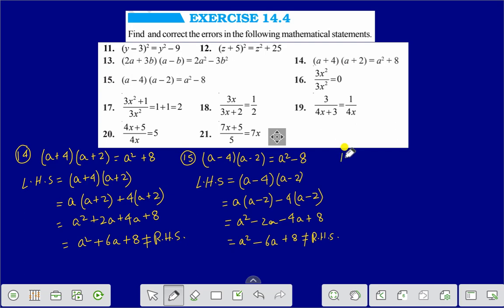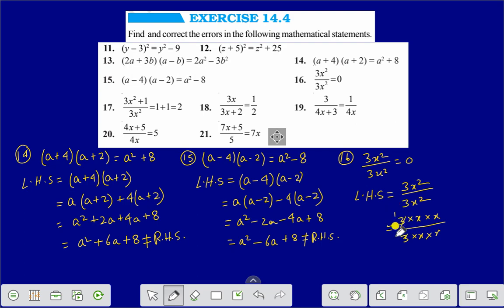Question number 16 is 3x square divided by 3x square is equal to 0. If we find the value of the left hand side, then we are getting 3x square divided by 3x square. It may be written as 3 into x into x, divided by 3 into x into x.